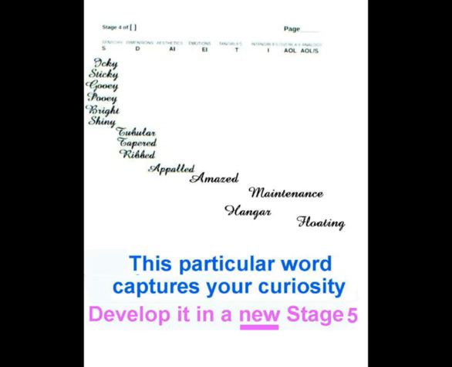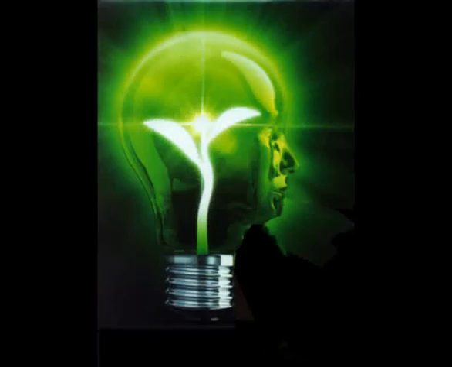We begin by selecting that one curious word in Stage 4. The recommended words to pick are in the Intangible or AOL section of Stage 4. But if you don't have either of those, you can go to Tangibles.